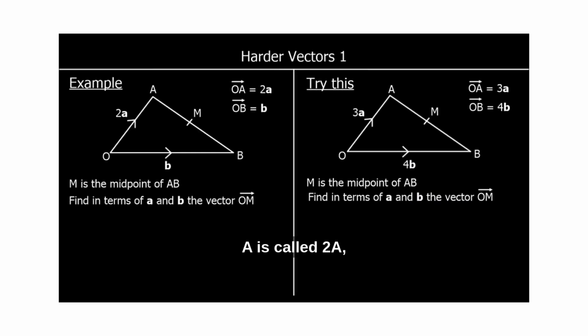The vector O to A is called 2a, and the vector O to B is called b. M is the midpoint of A to B, and we need to find the vector O to M.